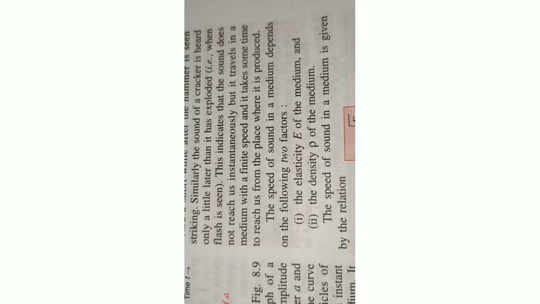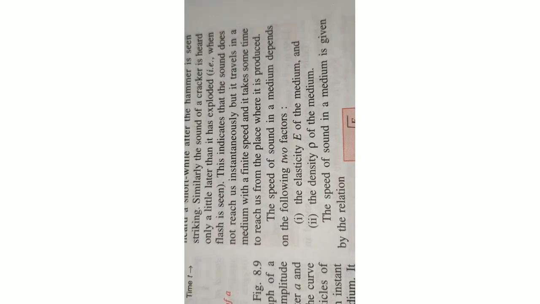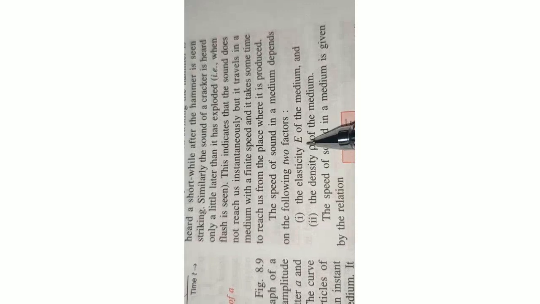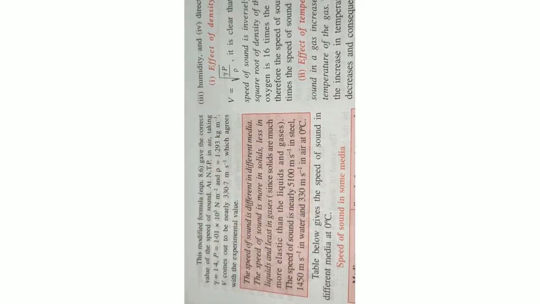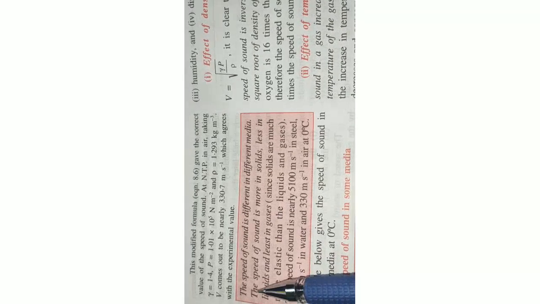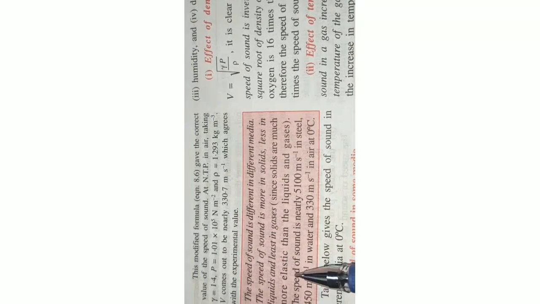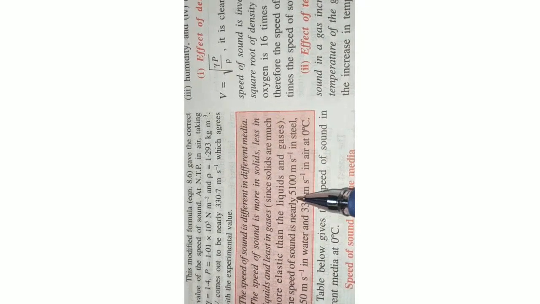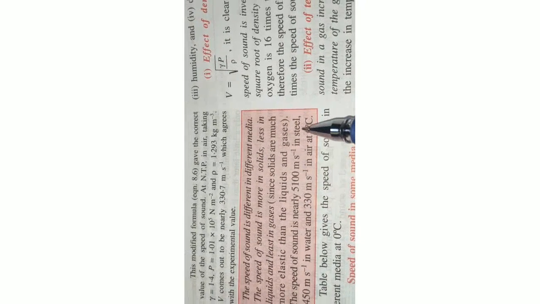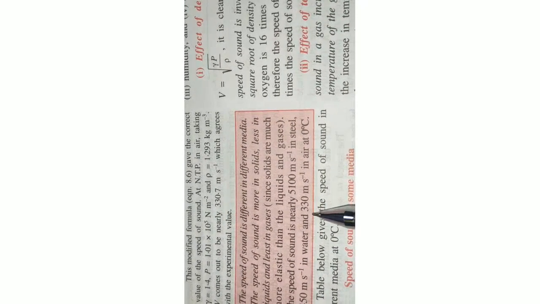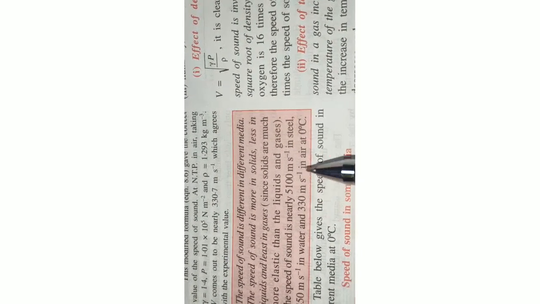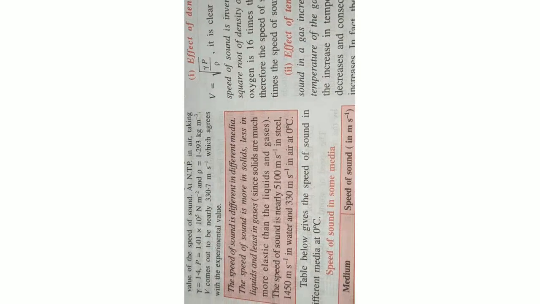Please remember that the speed of sound in a medium will depend only on 2 factors. First is the elasticity of the medium, and the next is the density of the medium. Interestingly, the speed of sound is different in different media. In general, we say that the speed of sound is more in solids, less in liquids, and least in gases. You can see that the speed of sound is nearly 5100 meter per second in steel, and when we compare it with air, that is only 330 meter per second. So in steel or in solids, the sound travels faster than it travels in gases.